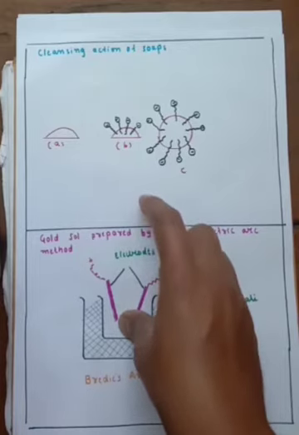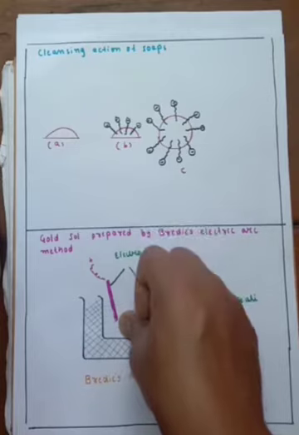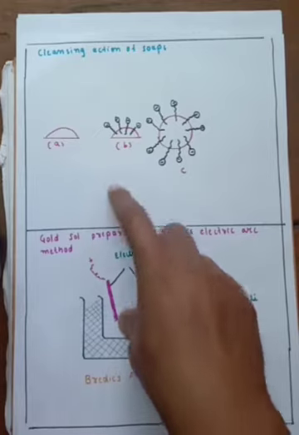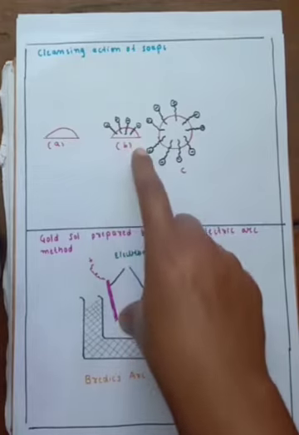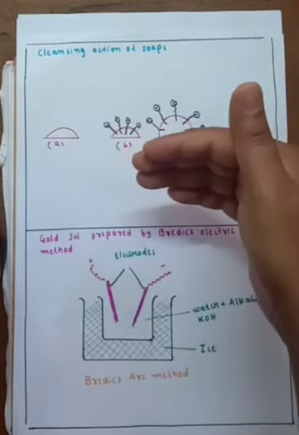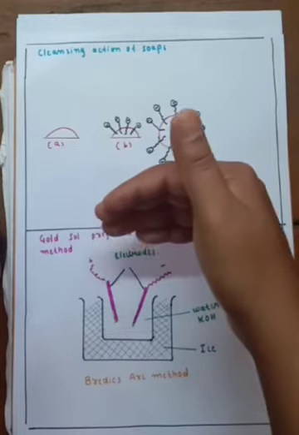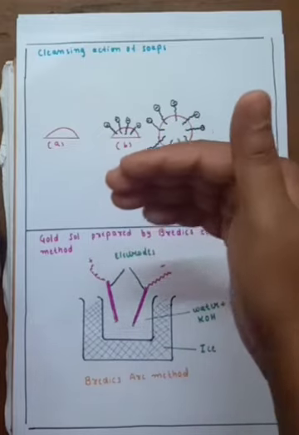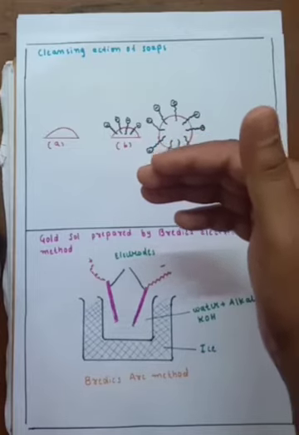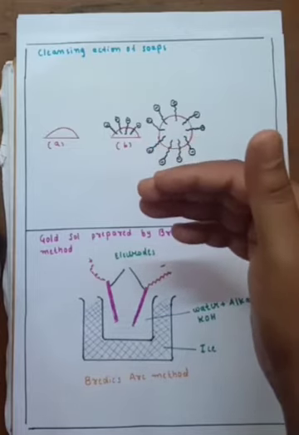The oil droplets, what are they surrounded by? They are surrounded by the stearate ions. The oil droplets surrounded by stearate ions are now pulled into water and removed from the dirty surfaces.